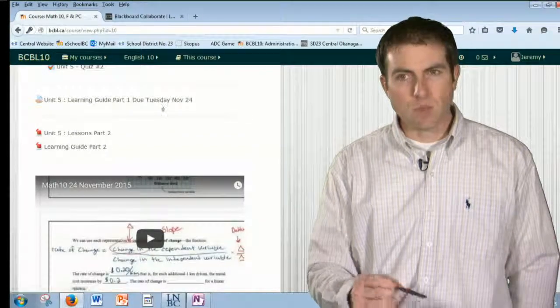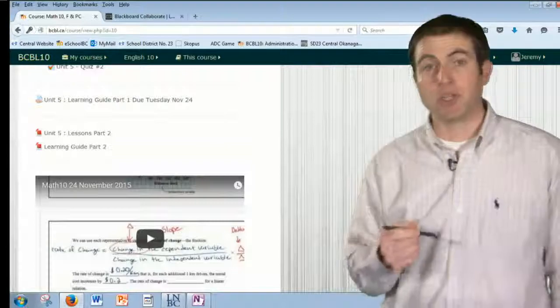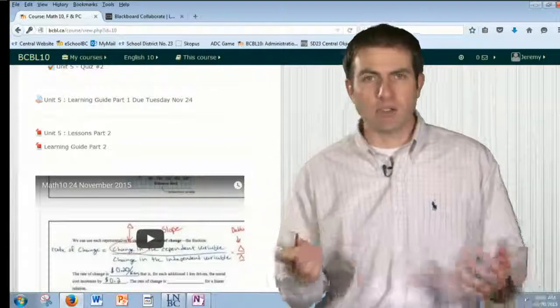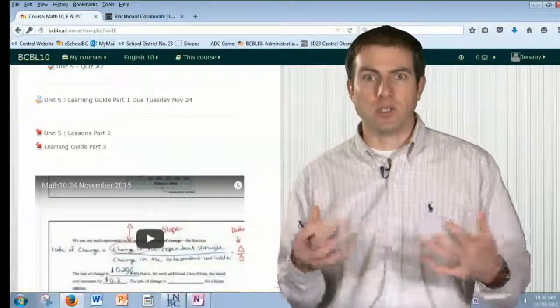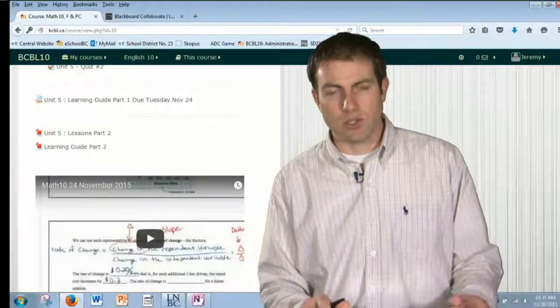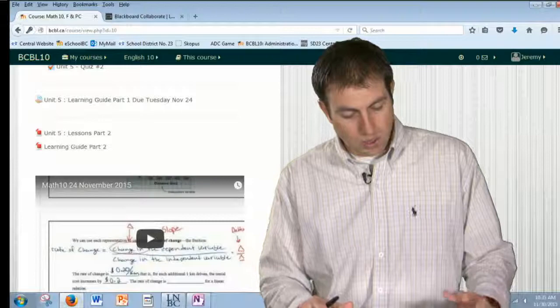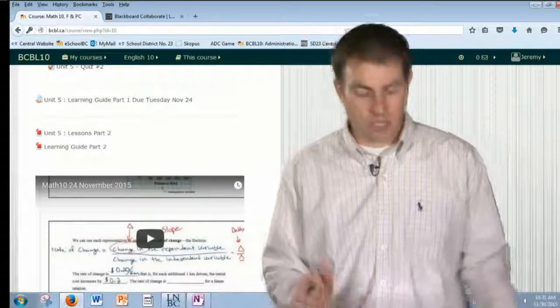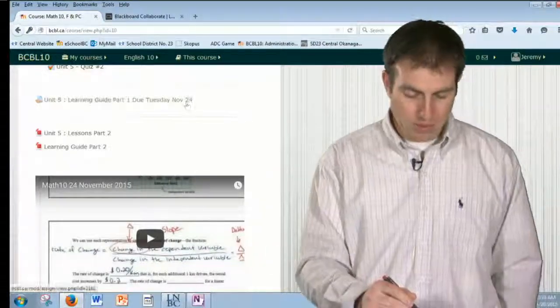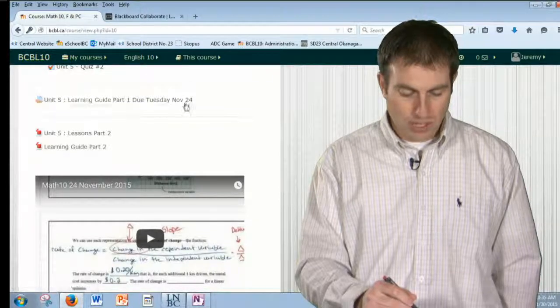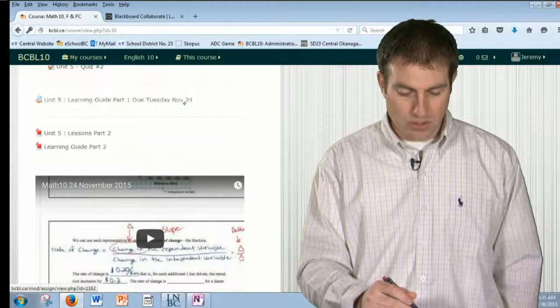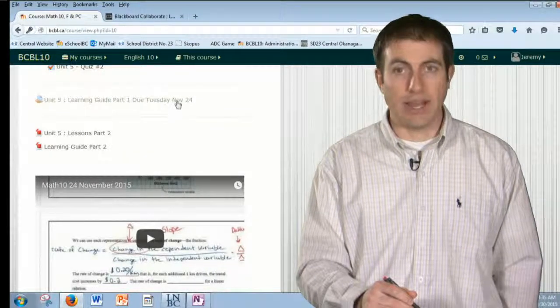I broke the learning guide into 2 parts. It's not quite as overwhelming when you're looking at 4 or 5 pages at a time instead of 15 pages of stuff. For the first half of the learning guide, I think I have about 10 submitted out of the 20 of us, so about half of us still need to submit that.